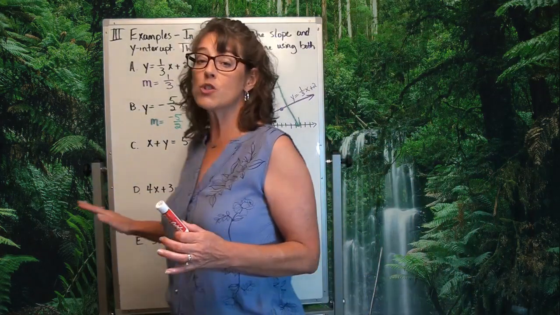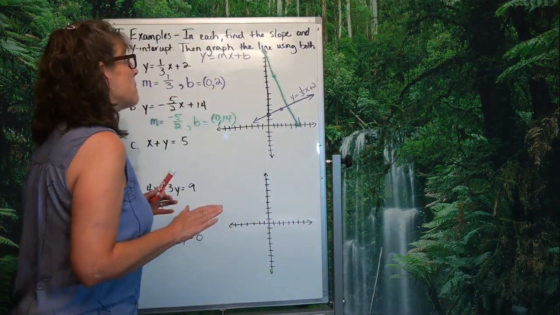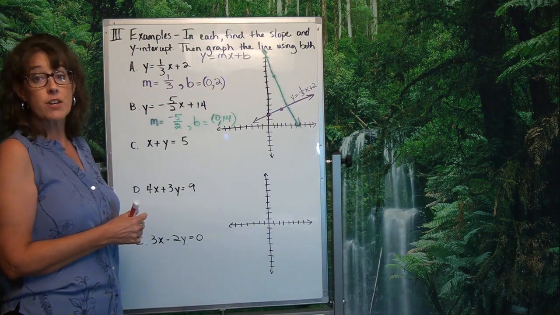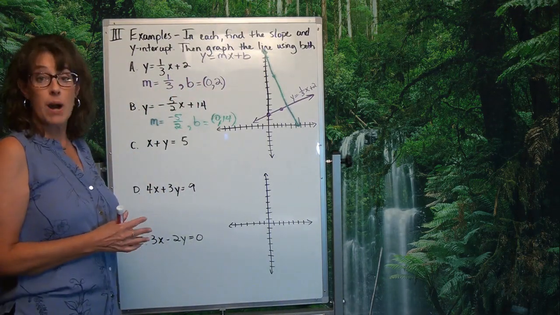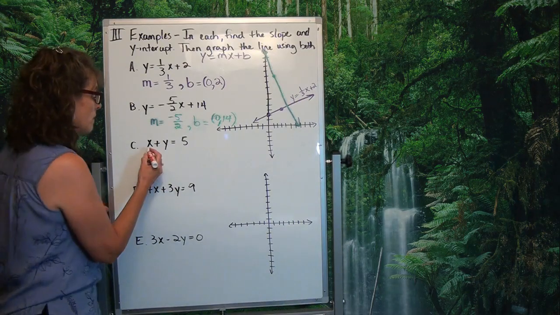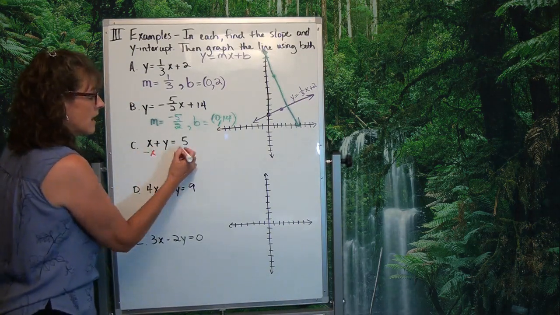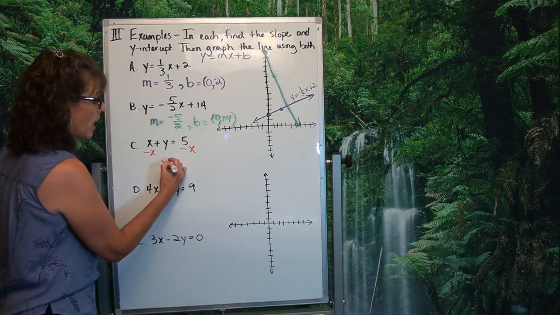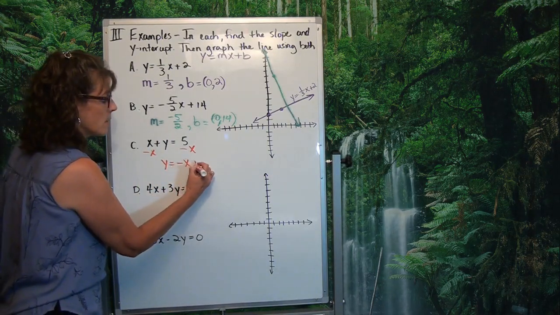I need to pull out the slope, I need to pull out the y-intercept, but I can only do that when the y is by itself. The y is not by itself here. So what am I going to do to get the y by itself? Absolutely, I'm going to subtract that x from both sides, and that will give me y equals -x plus 5.